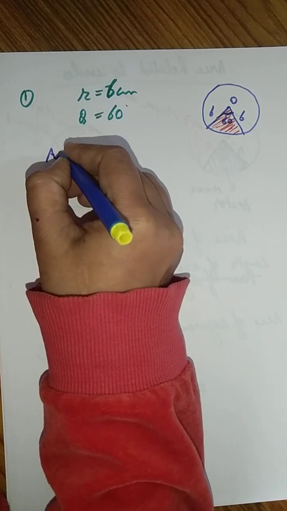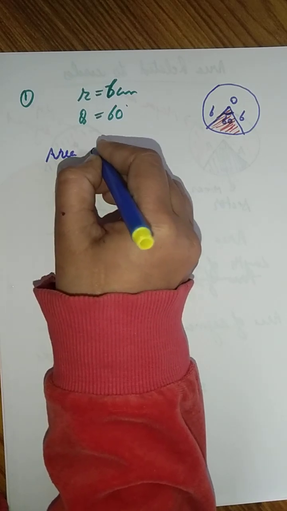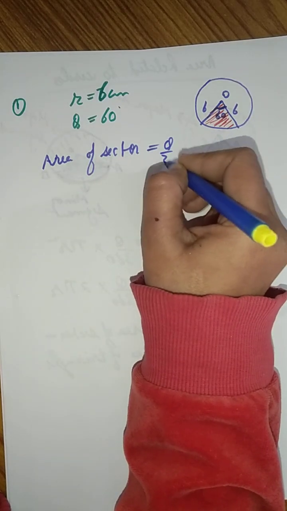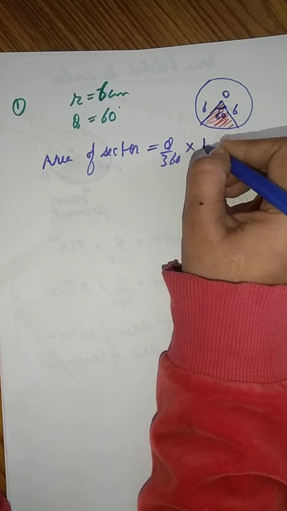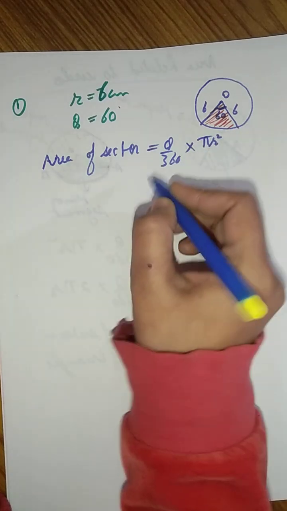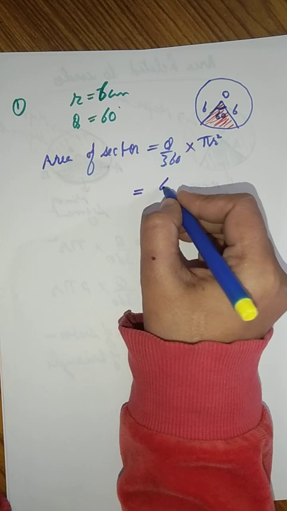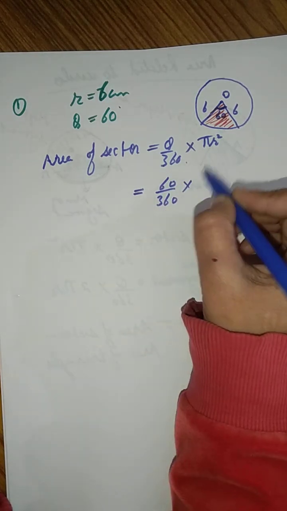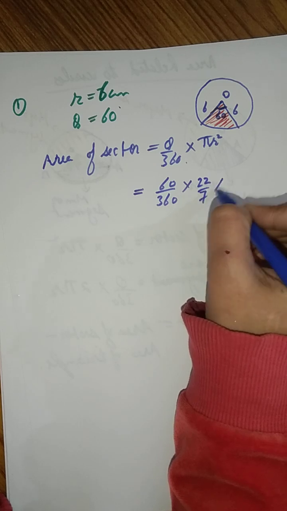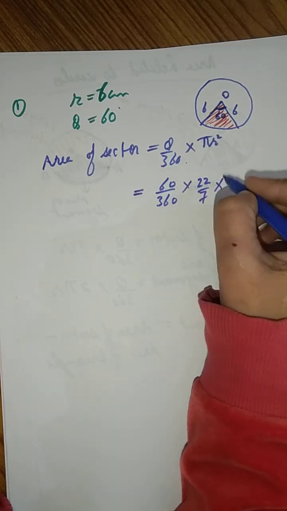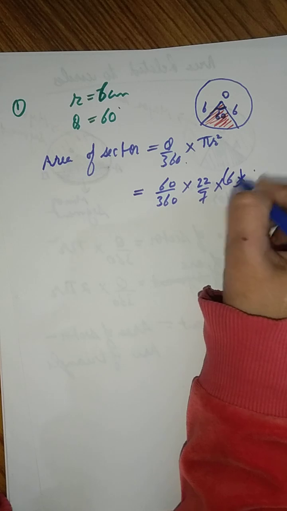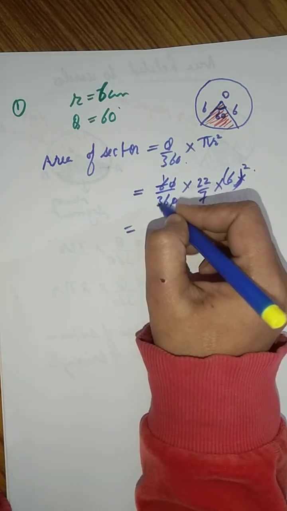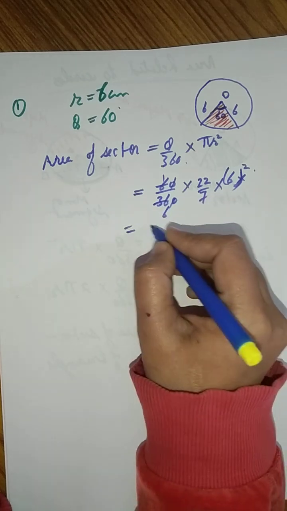We have discussed earlier that the area of a sector is theta upon 360 into pi r square. So just apply this formula. The value of theta is given as 60 divided by 360, and we know the value of pi is 22 by 7, into r square, where r is the radius, given as 6, so it will be 6 square. Now the zero and zero will be cancelled. 6 into 1 is 6 and 6 into 6 is 36.